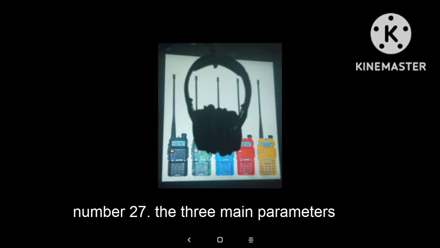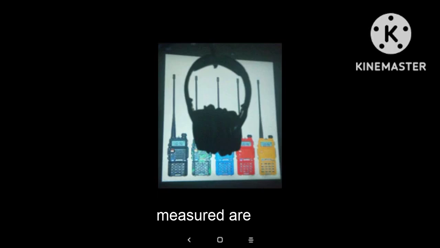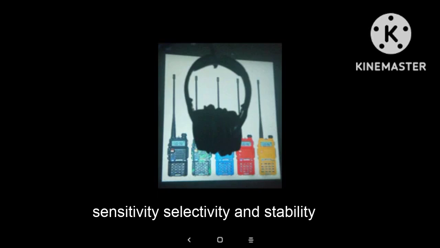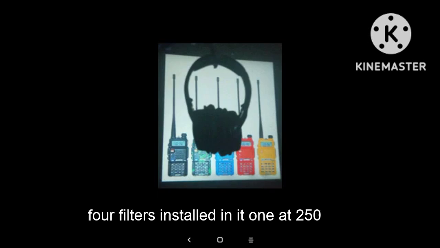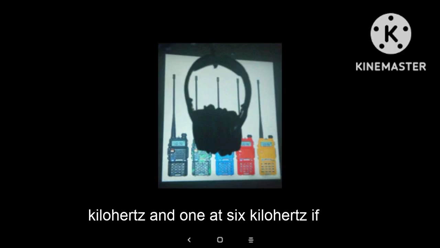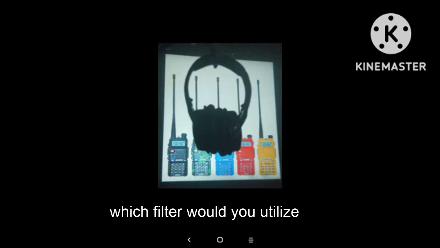Number 27. The three main parameters against which the quality of receiver is measured are sensitivity, selectivity, and stability. Number 28. A communications receiver has 4 filters installed in it. One at 250 Hz, one at 500 Hz, one at 2.4 kHz, and one at 6 kHz. If you were listening to single sideband, which filter would you utilize?